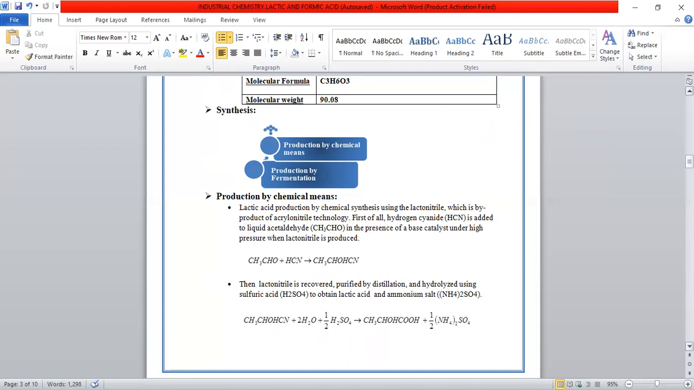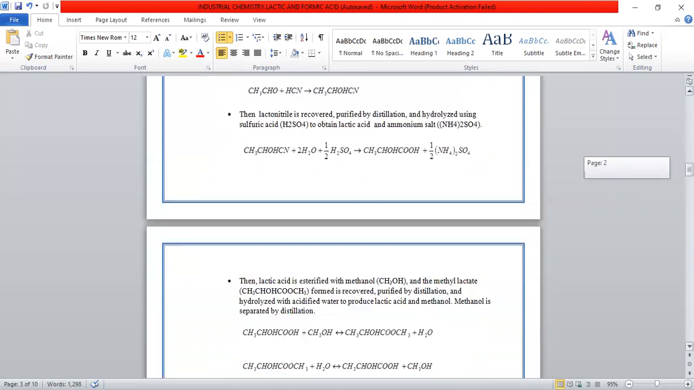Lactic acid production by chemical synthesis uses lacto-nitrile, which is a byproduct of acrylonitrile technology. First of all, hydrogen cyanide is added to liquid acetaldehyde in the presence of a base catalyst and high pressure. In this equation you can see that when hydrogen cyanide is added to the acetaldehyde, it gives us lacto-nitrile. And in the next step, when it is hydrolyzed with the help of water and sulfuric acid, it gives us lactic acid and ammonium salt.